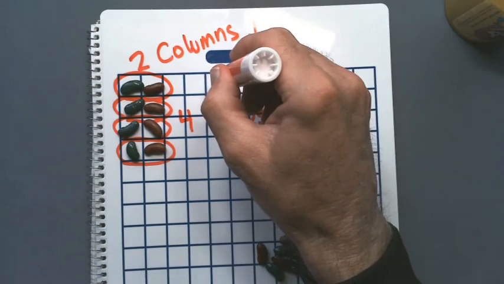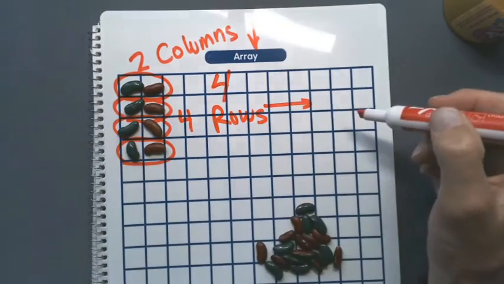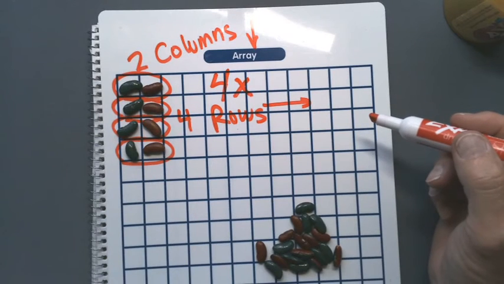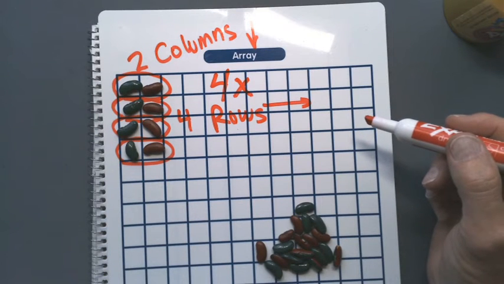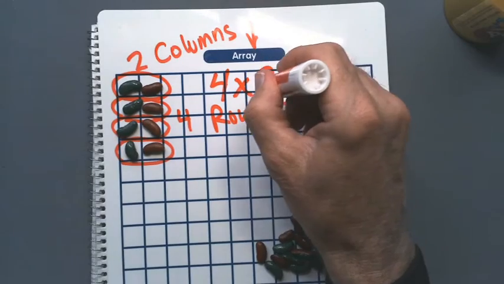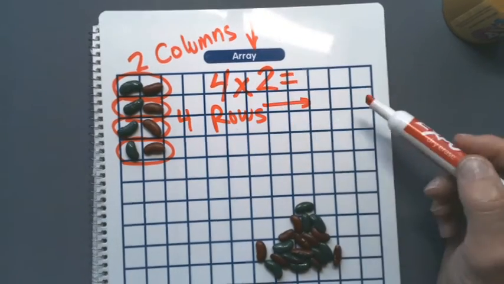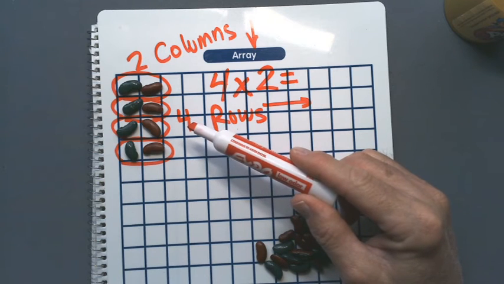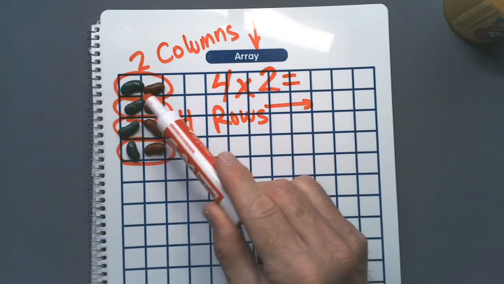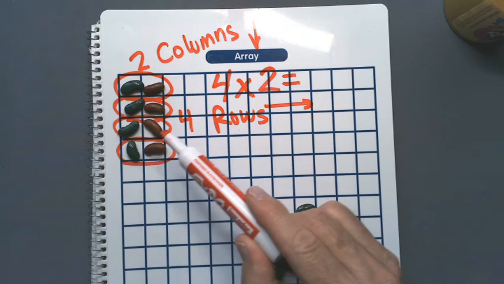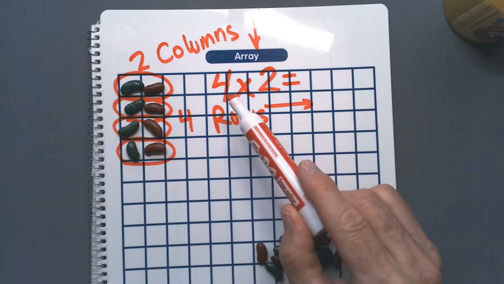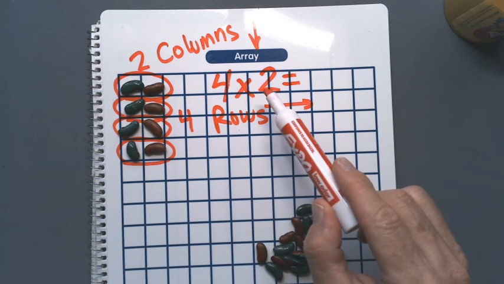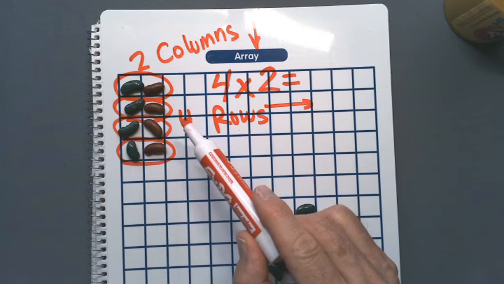If you said 4, you're right. So the equation is going to look like this. It's going to be 4 times, and how many are in each group? If you said 2, you're correct. So this is how we write the equation for this array. Now we grouped them by 2s, and we had 4 groups. So that's important that the 4 comes first. That's how many groups there are. And there's 2 in each one of these.